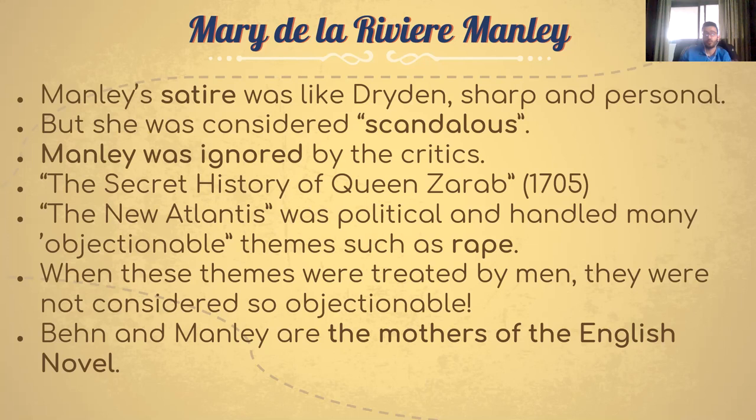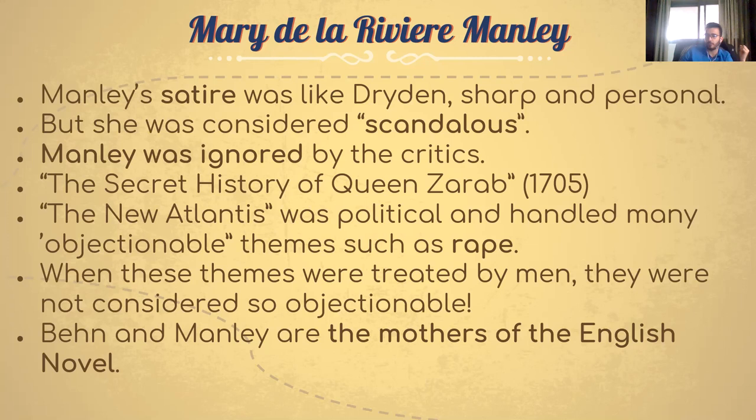When a woman does something very important, they will ignore it. When a man does the same, now he gets all the praise. And this is how the double standards of this society worked back then. Now, this book, The Secret History of Queen Zarah, in 1705, is one of her books.